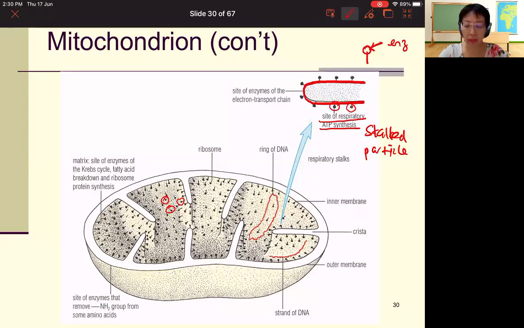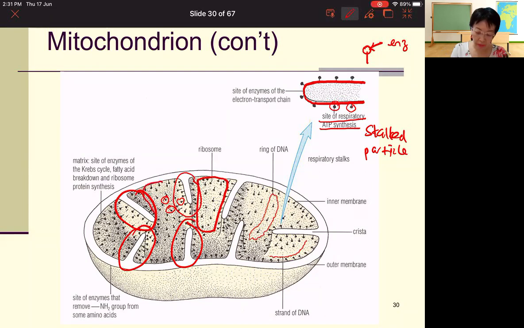Why is B more accurate than A? You see, if your answer is A, this means you're telling me that the crista is the location where ATP is synthesized. That means you will have missed out the non-crista part, which is actually the inner membrane of mitochondrion. Okay? Inner membrane is more accurate because crista is also inner membrane. It's also made up of inner membrane. So if you say inner membrane, you are correct. If you say crista, you are half correct, half wrong.